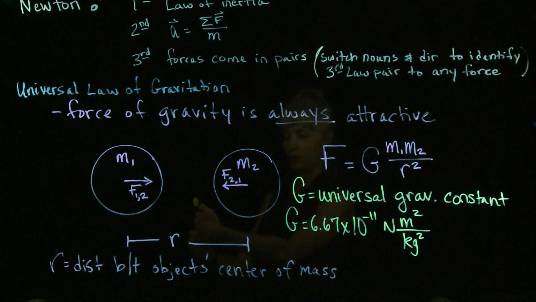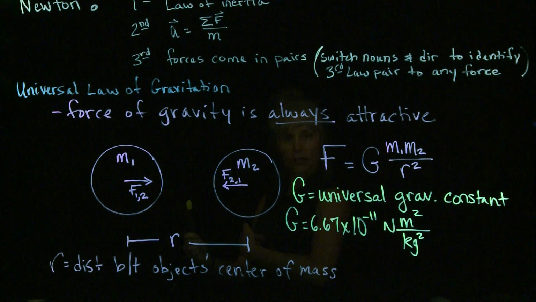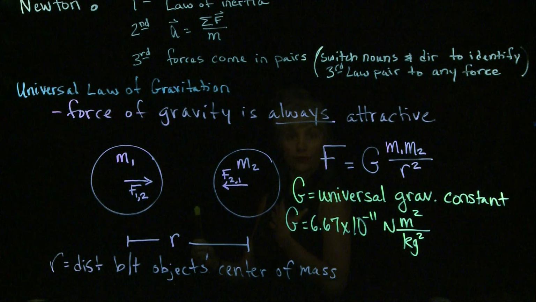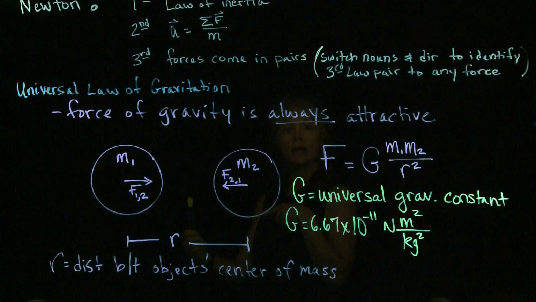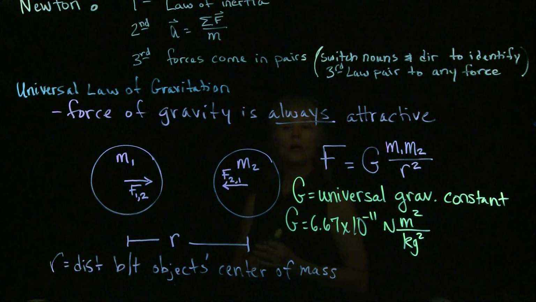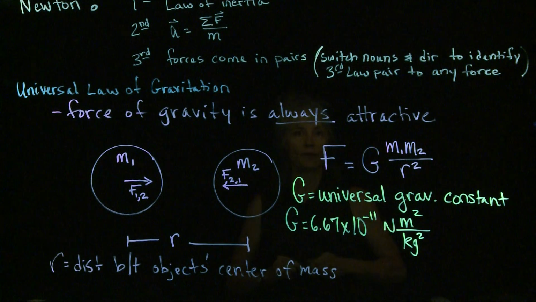The pen feels a force that's along the line that connects me to the pen directed toward me. I feel a force from the pen. I'm being pulled by the pen. Again, the force is directed along the line that connects me to the pen and would be pointing to the pen. So that describes Newton's universal law of gravitation.